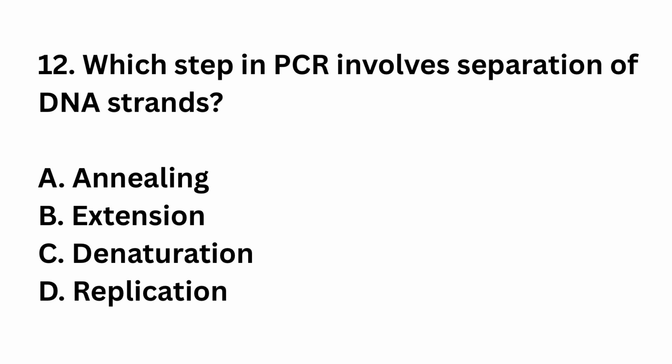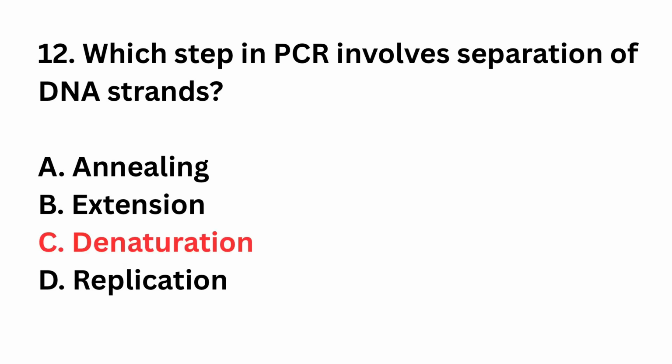Question number 12. Which step in PCR involves separation of DNA strands? Annealing, extension, denaturation, replication. The right answer is option C. During denaturation, the DNA is heated to about 94 degrees Celsius, causing hydrogen bonds to break, separating double strands.